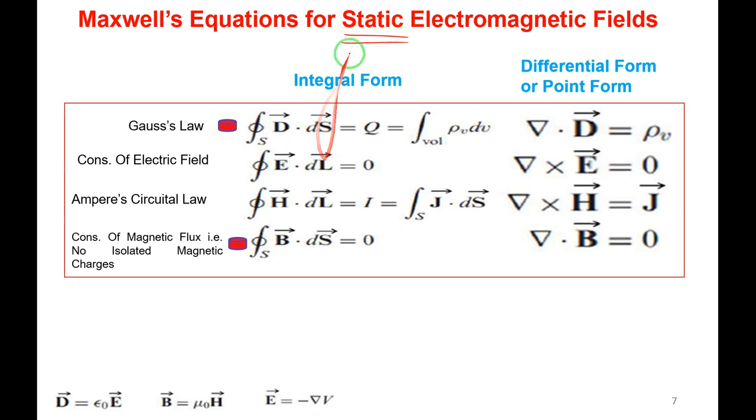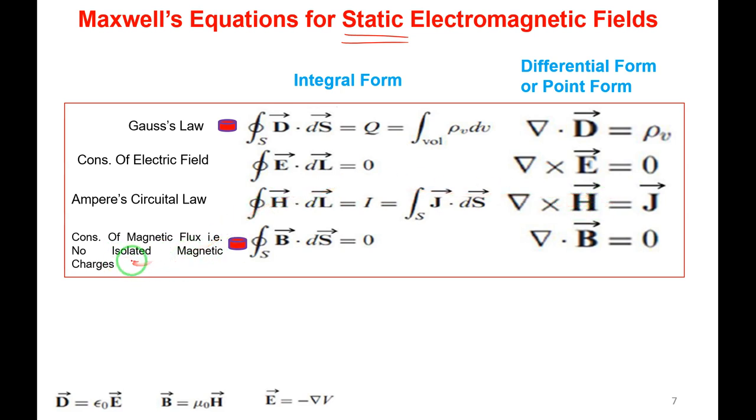Whatever we are studying, these equations are with respect to static electromagnetic fields. Del cross E equal to 0. Then we have seen the Ampere Circuit Law: closed line integral of H dot dl equal to I. By the definition of current density, the current passing through unit surface area, I is equal to the surface integral of J dot ds. And the point form is del cross H equal to J. This is the point form of Ampere Circuit Law.